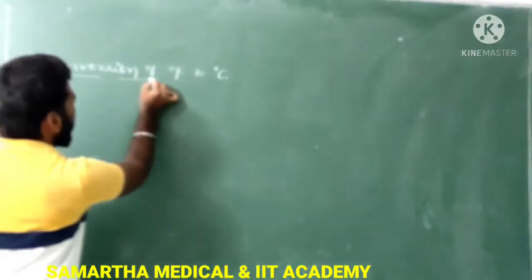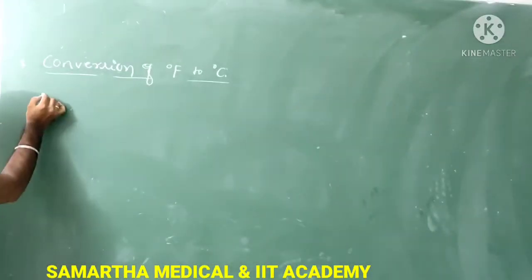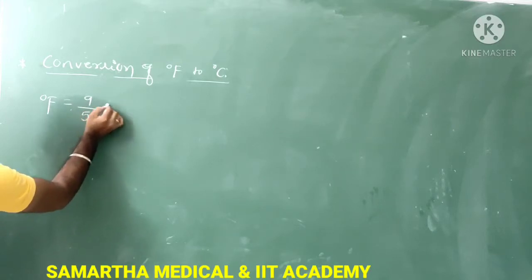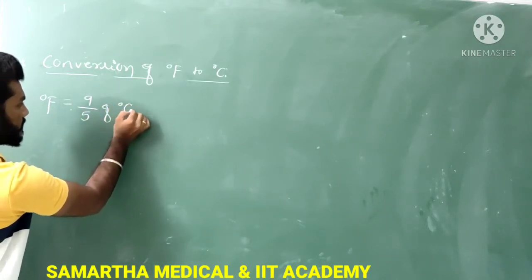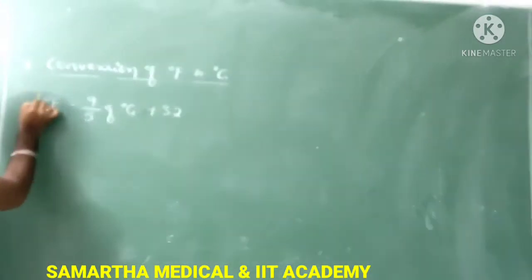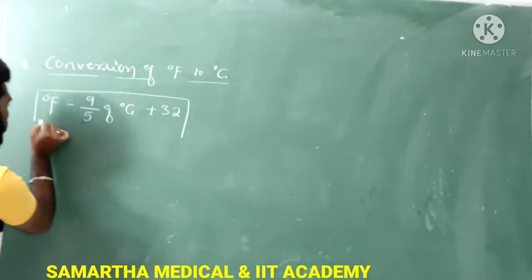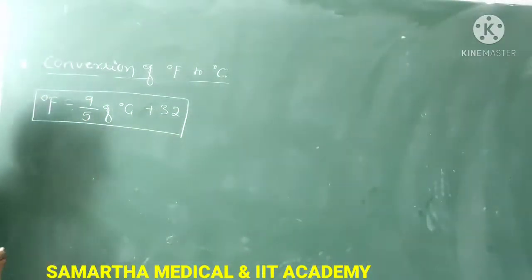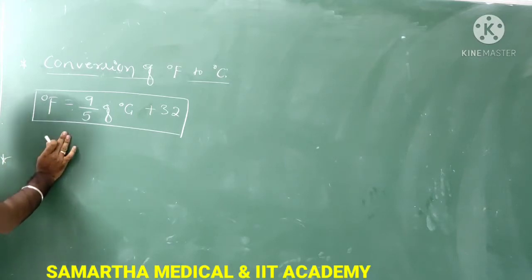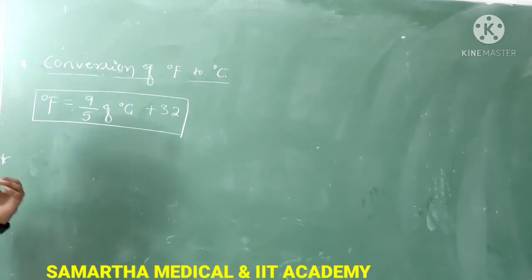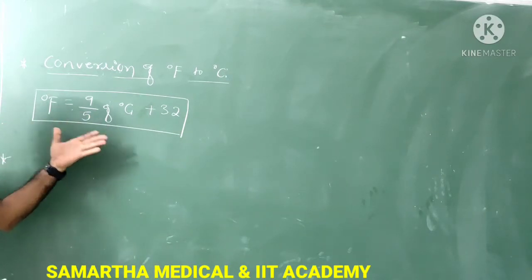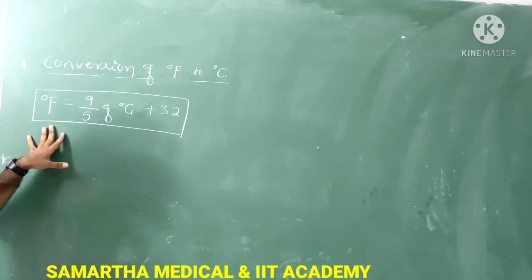We have a certain formula: degree Fahrenheit equals 9 by 5 of degree Celsius plus 32, guys. This will be the formula for conversion of Fahrenheit to degree Celsius. Suppose we have any particular value in degree Fahrenheit and we have to convert it into degree Celsius, we have to go through this particular formula.